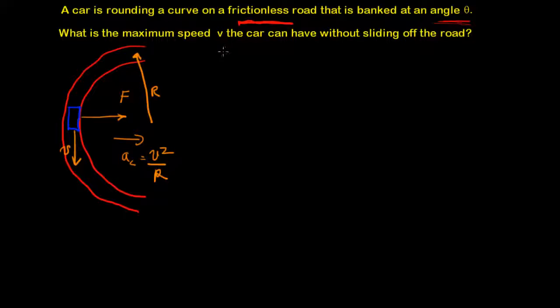And the question is, what is the maximum speed the car can have without sliding off the road? Now we're just relying on the tilt in the road, even though the problem looks the same as it did before. The force that's keeping the car on the road is no longer the force of friction. It's the force from the road acting on the car.